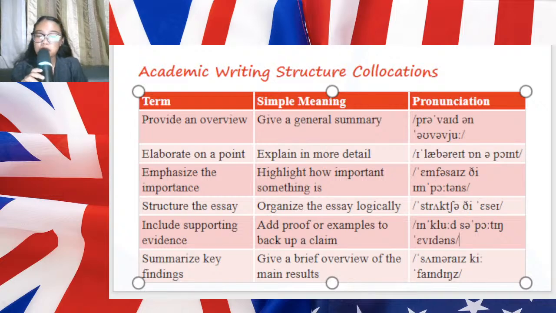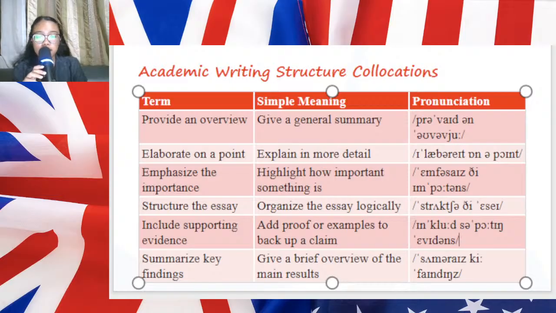That's including supporting evidence. When it comes to pronunciation, include, the first word has two syllables. We stress on the second syllable here. The first syllable is a soft in, which is a short E vowel sound, and then clude, which has a long U vowel sound. The stress syllable.